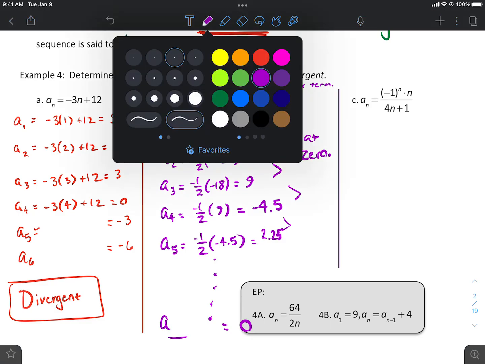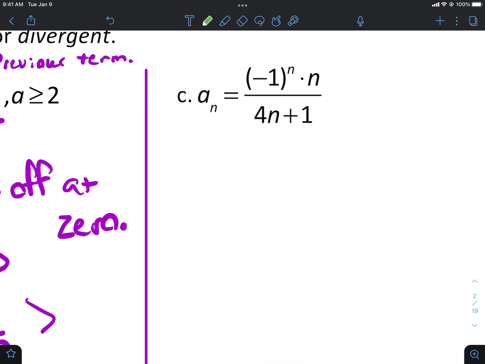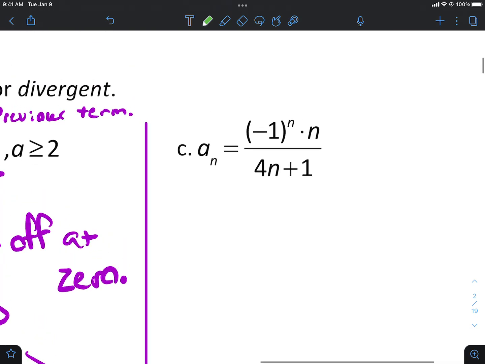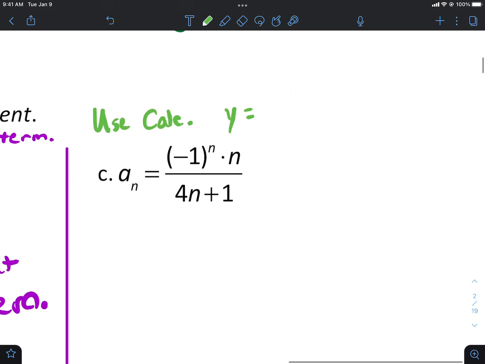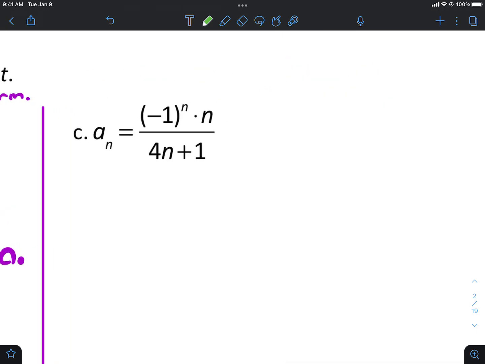Now this next one right here, this one's a little bit weird, just because of the way it looks. What I would use on this one is your calculator. What I want you to do is type it into y equals in your calculator, and then look at the table. I'll write out the math for maybe one of them here, but I'm going to list out quite a few of the values, and then we're going to talk about what that comes out to.